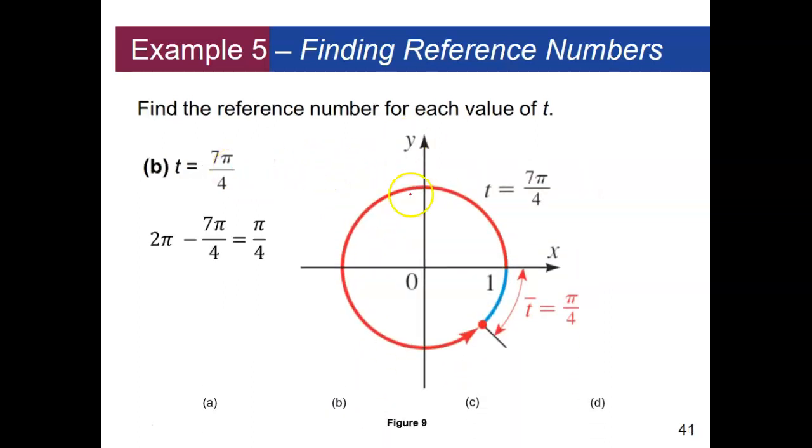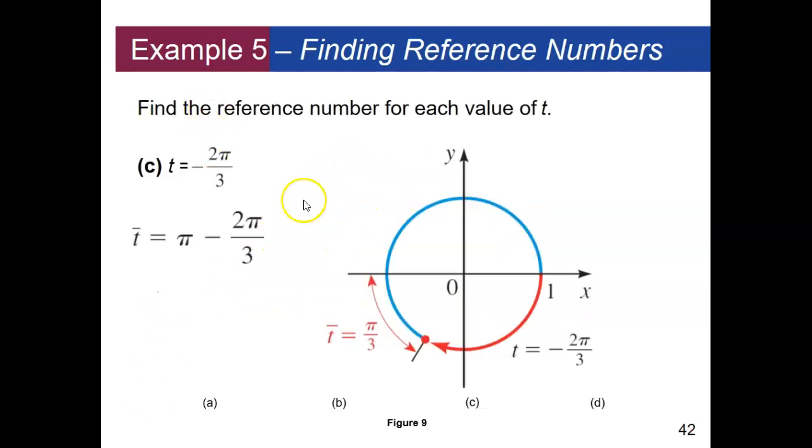Okay, here 7 pi over 4. 7 pi over 4 takes us all the way around to the fourth quadrant. So my reference number is actually this part in between 2 pi and my terminal point here. So I'm going to do 2 pi minus 7 pi over 4. So 2 minus 7/4 is going to give me 1/4 pi, which is pi over 4.